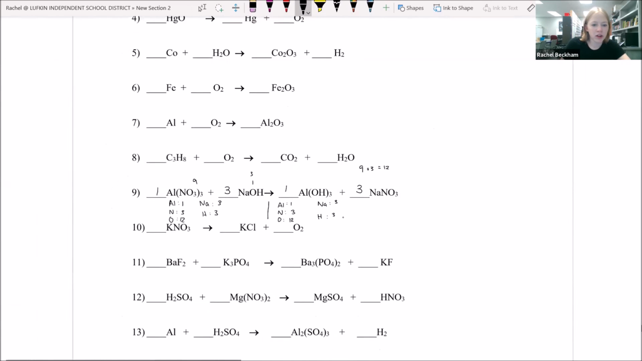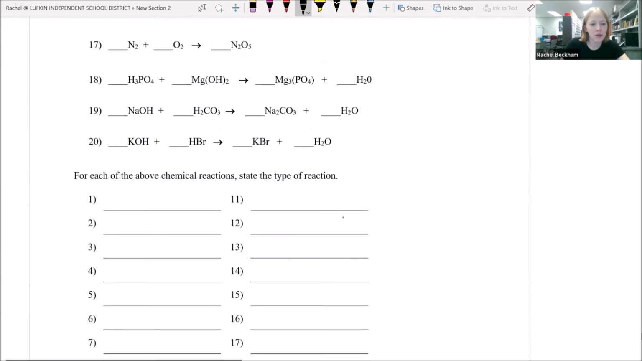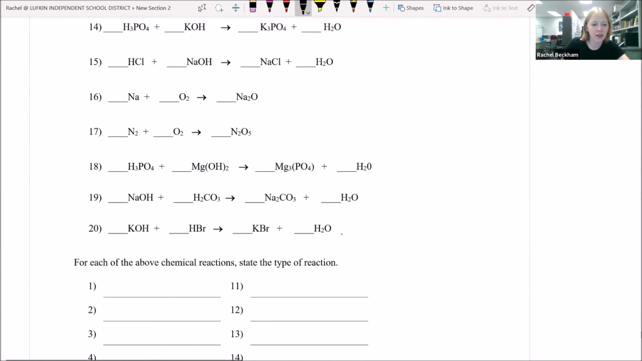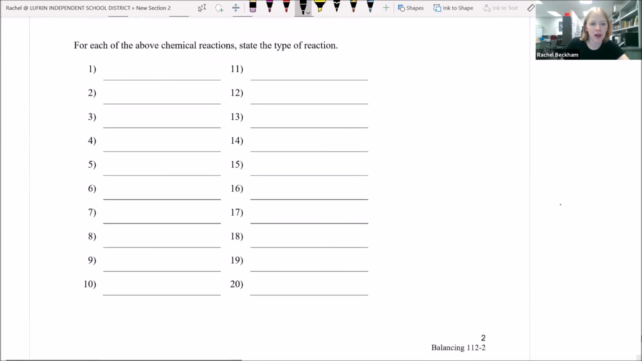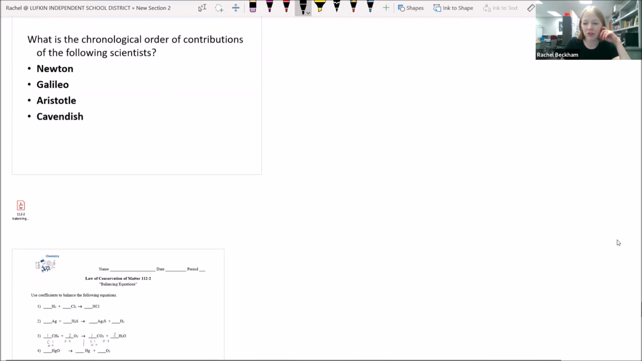So those are some of the ones that I worked through in class. See if these make sense to you, try them, and then email me if you have any questions. We worked through 1 through 20 today, and then on Thursday, we're going to finish up by identifying the type of reaction that they are. All right, guys, email me if you have any questions, and have a great day.